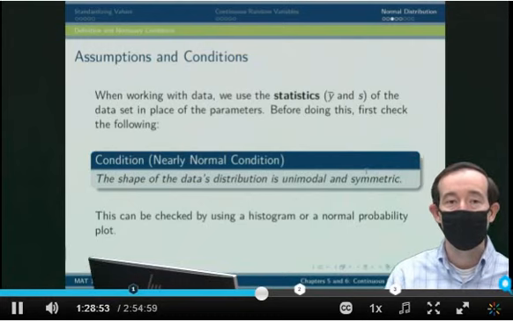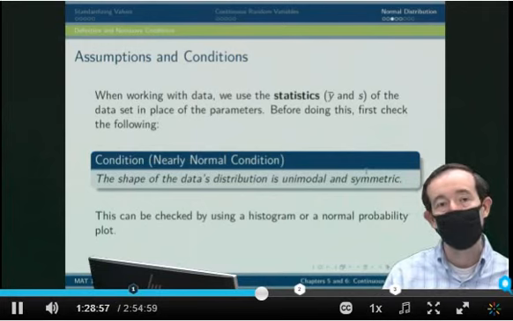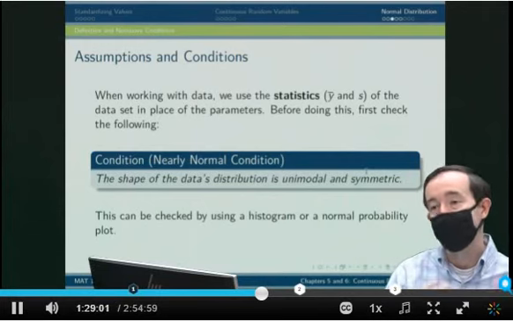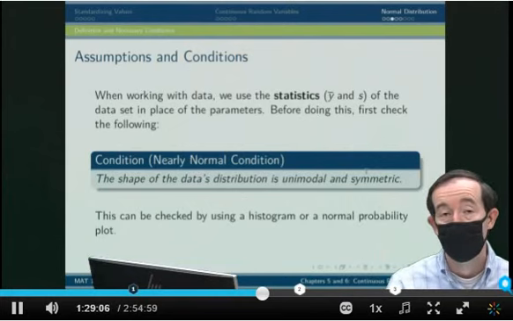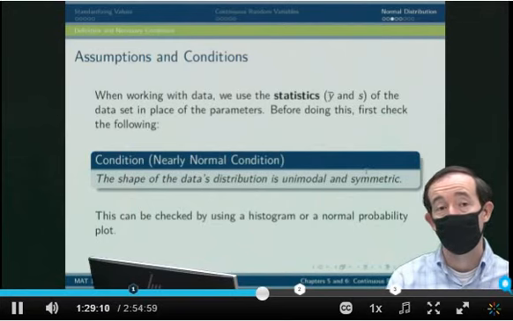How do I visually check that this condition is satisfied? Well, if I'm collecting individual data points, one thing I can do is draw a histogram. And I can say, does that histogram look like it follows a normal curve? If so, then I probably can use a normal distribution to represent that situation.